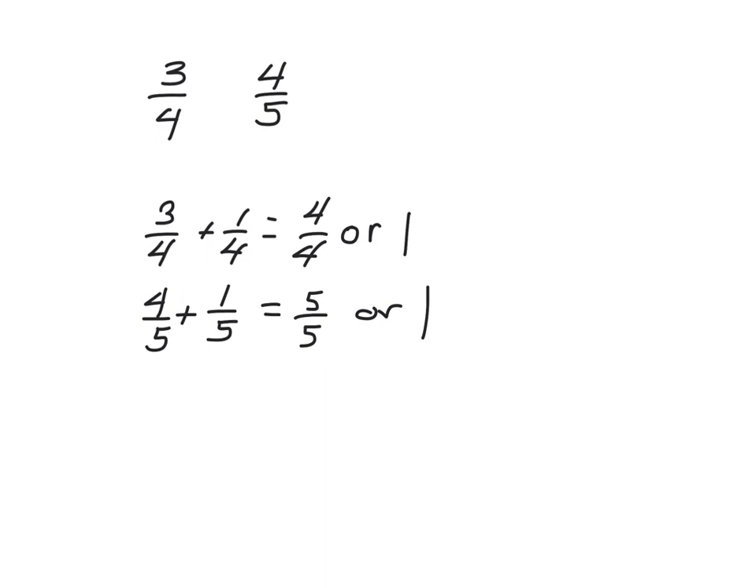Okay, so 4/5 is greater. Each fraction is only 1 unit fraction away from 1. 1/5 is less than 1/4, so 4/5 is closer to 1. Let's read this aloud together. 3/4 is less than 4/5.